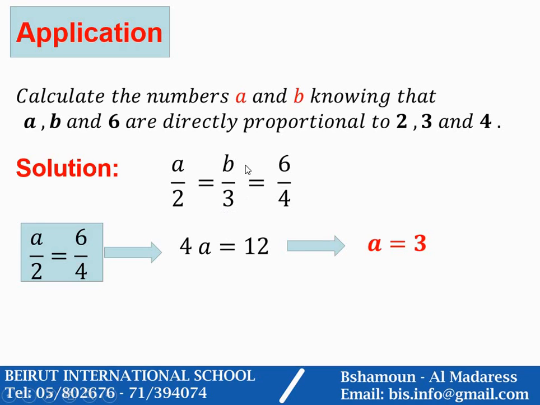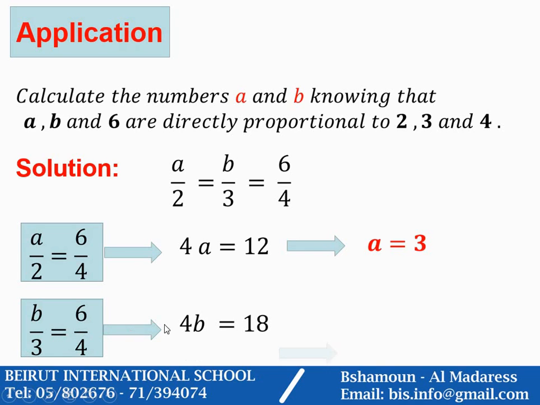You do the same way, you take the second quotient, second ratio, equal to the third. So b over 3 is equal to 6 over 4. You do cross multiplication, 4b is equal to 18, and then by solving as equation, b is equal to 4.5.